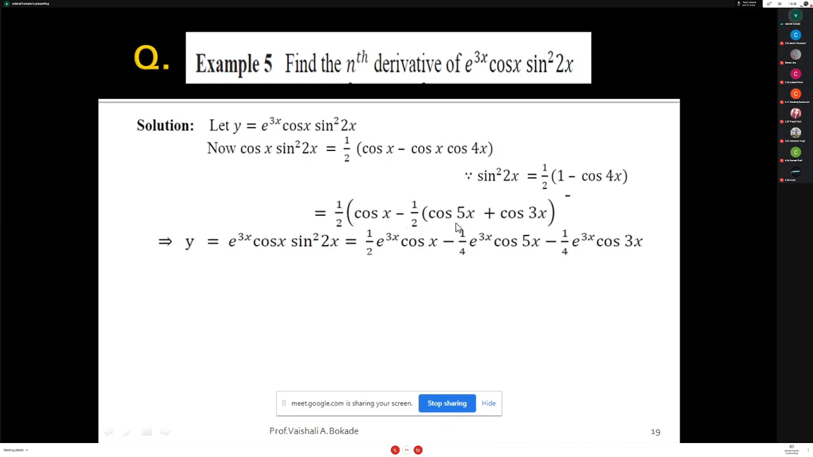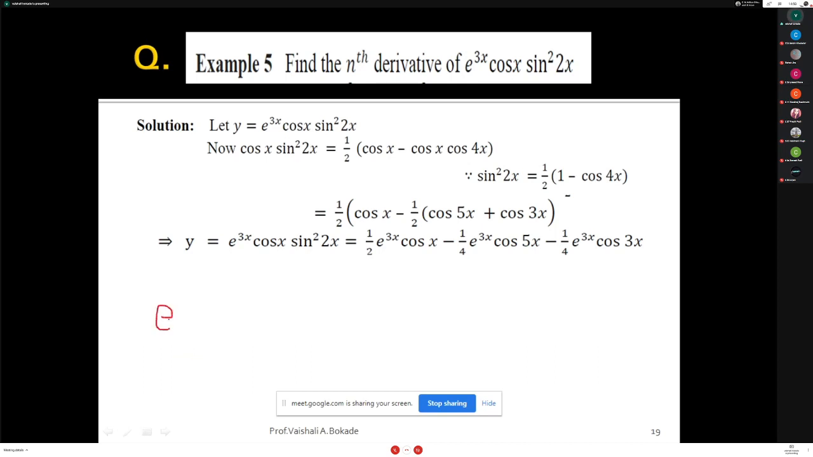All the terms I am now getting in terms of addition and subtraction of cosine terms. Now I have to take the actual function, which is e raised to 3x into cos x into sine square 2x. So I multiply e raised to 3x with every term: e raised to 3x into cos for all the terms.